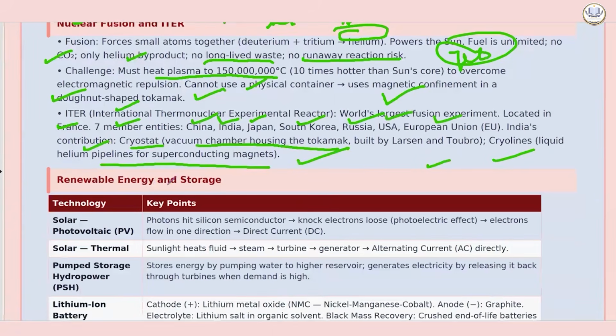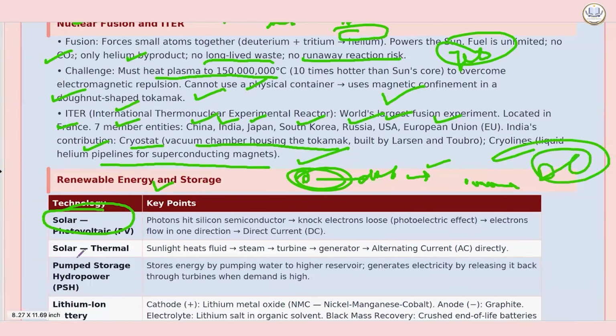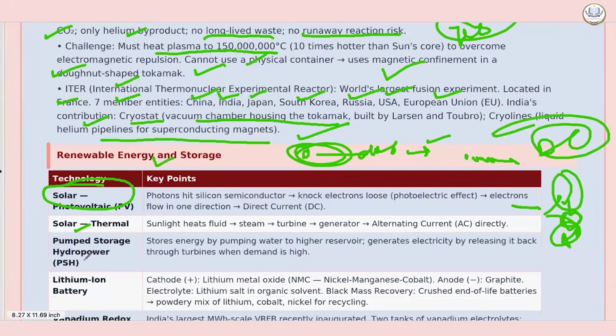Now we have renewable energy and storage. Solar photovoltaic: photons hit the silicon semiconductor and knock an electron loose. That is the photoelectric effect. Electrons start flowing in one direction, from which DC is generated. And solar thermal: sunlight heats a fluid, which generates steam. Steam moves the turbine, the turbine drives a generator, and AC, that is alternating current, is generated.